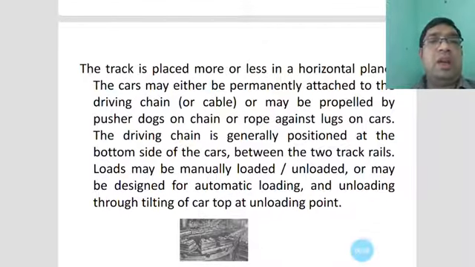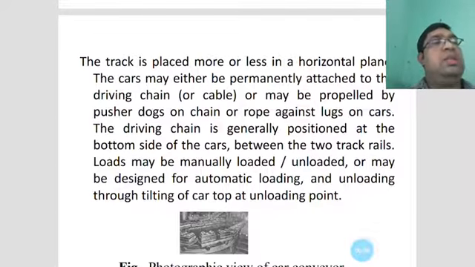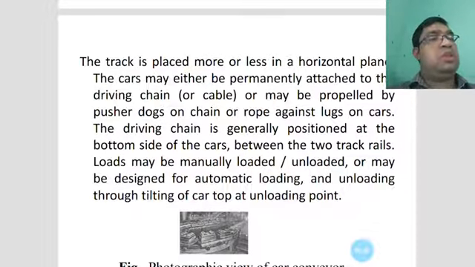This cable may be propelled by the pusher dogs on chain or ropes against lugs on car. The driving chain is generally positioned at the bottom side of the cars, between the two track rails. Between the two track rails also will be concentrated. The wheel will move according to the two track rails, and this will move according to the rail rotation. Similarly this will be rotated, and also this is according to the track rails.